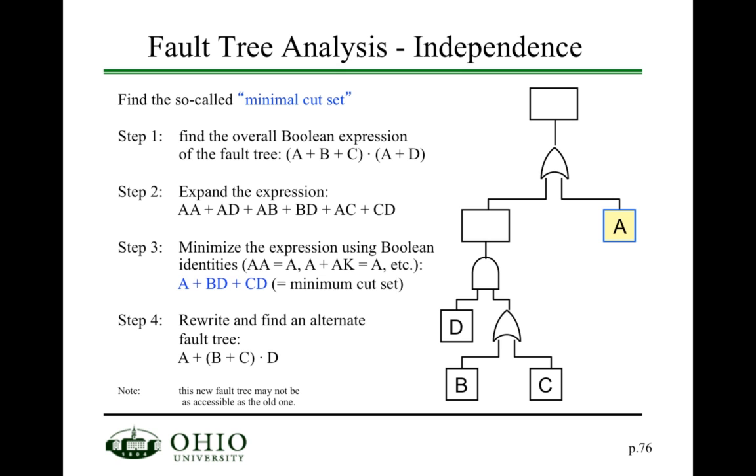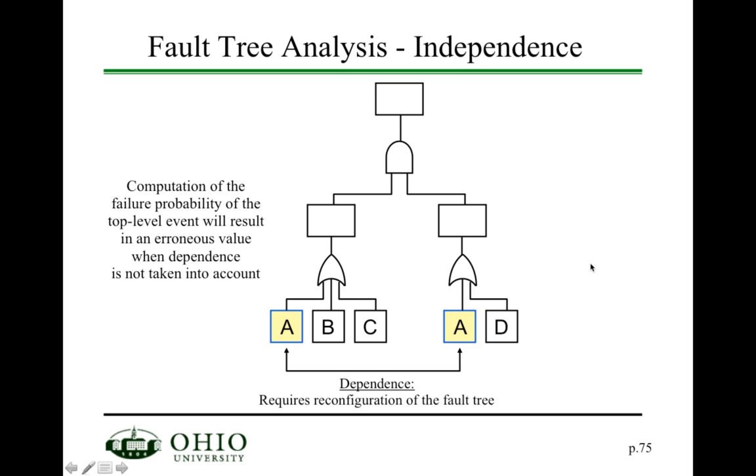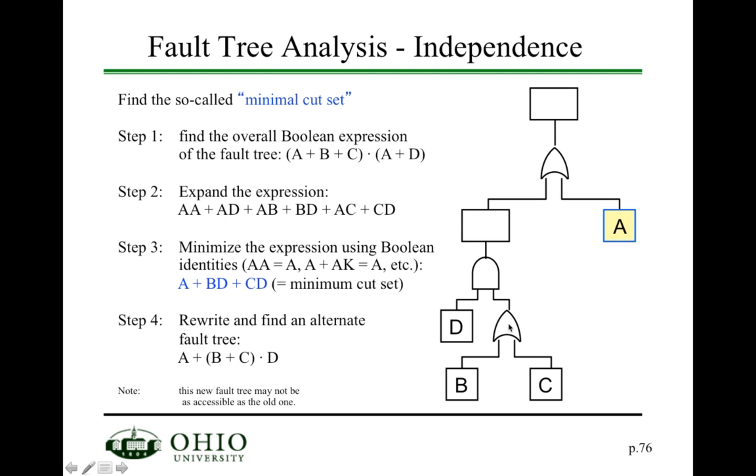So what do we do? We have to come up with the minimum cut set. The way to do that is by taking the fault tree and writing it as a Boolean expression. In this case it would be (A plus B plus C) and (A plus D). In other words, there it is. Now you see that the term A occurs twice in this Boolean expression. So what we want to do is minimize it and rewrite this expression such that each letter only occurs once.